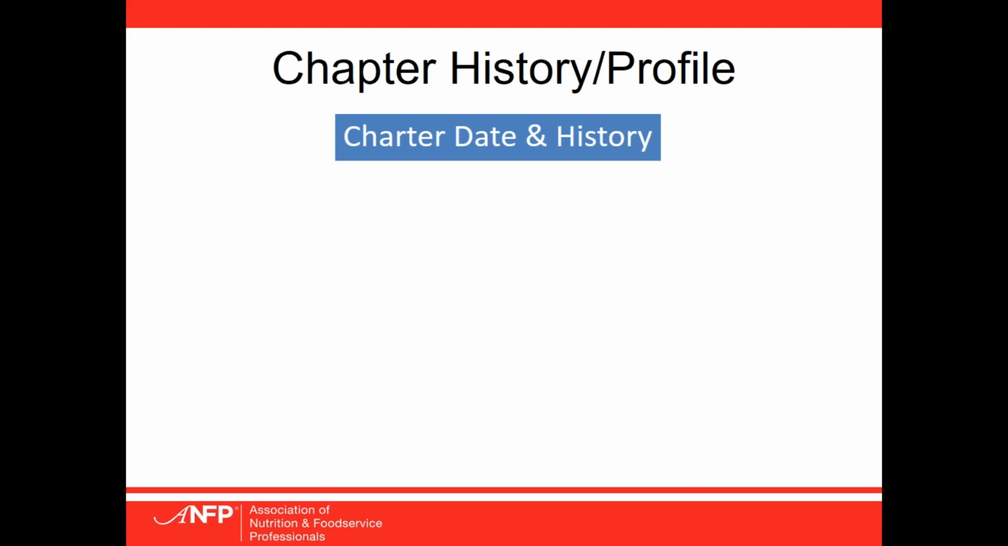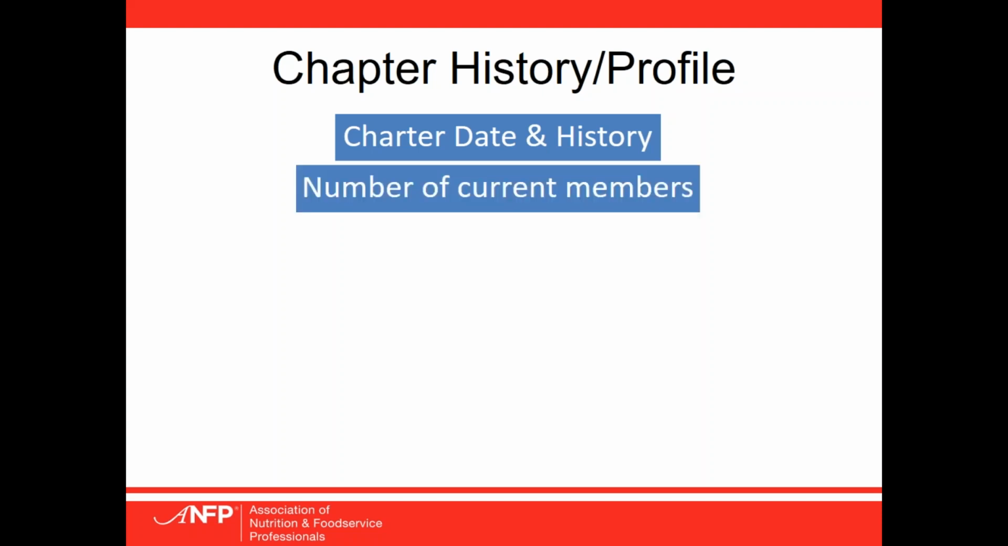When you had your first meeting, how you've continued to grow. Certainly the number of your current members. You may want to break that down into membership type as well. What are your annual events? Make sure they get those on the calendar. Maybe it's a fall meeting. Maybe it's an annual summer picnic. Maybe you have a wine and cheese tasting every year.